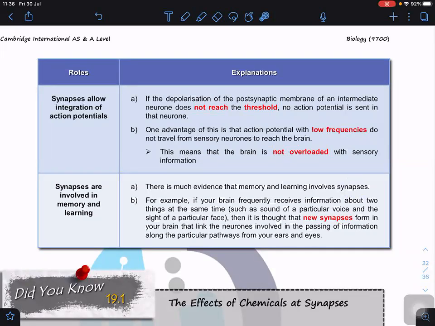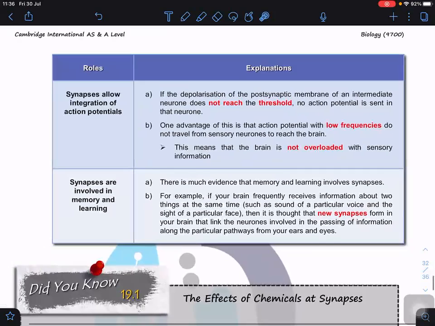For example, your brain frequently receives information about two things at the same time, for example the sound of a particular voice and a particular face. Then it is thought that a new synapse forms to link both together. And when we think about your friend, you can recall the voice, and when we listen to the voice, you can recall your friend's face. This is how the synapse actually functions.